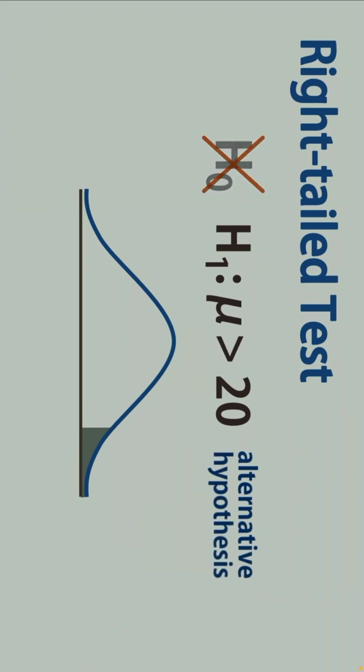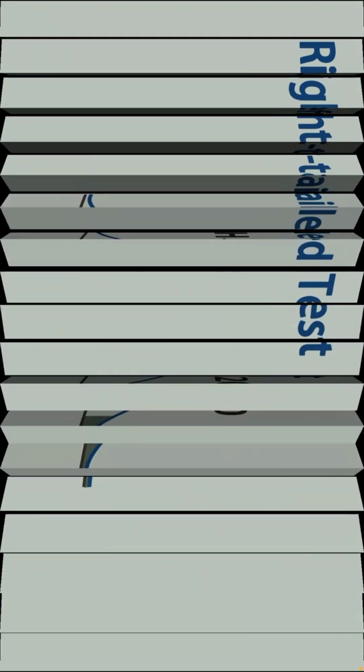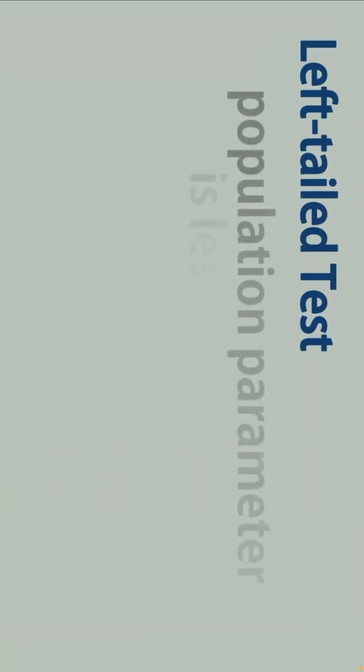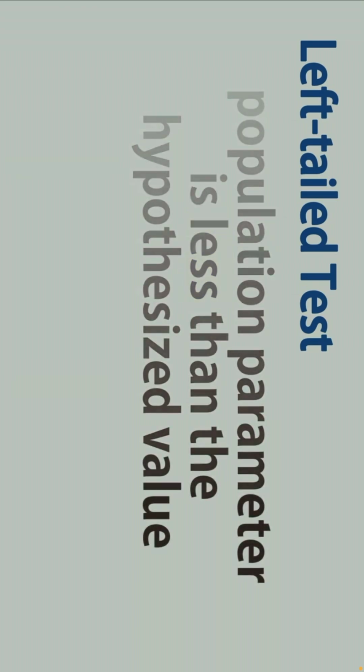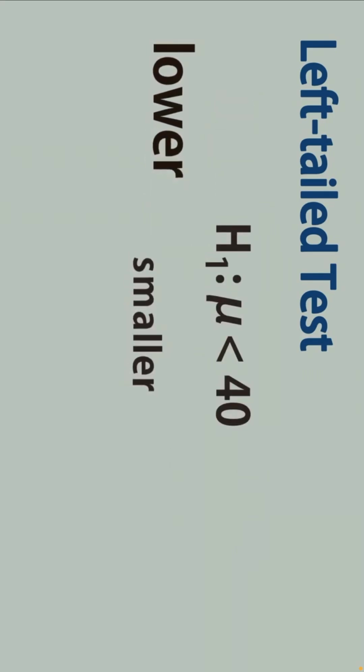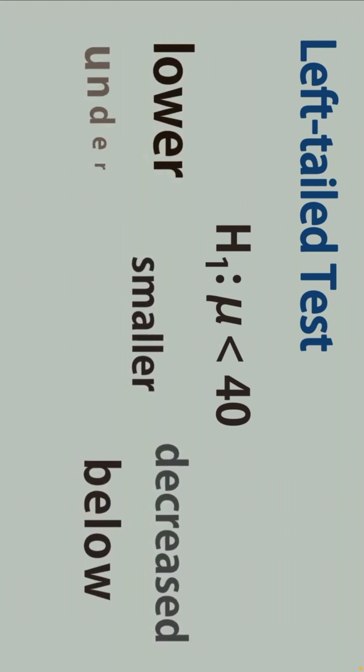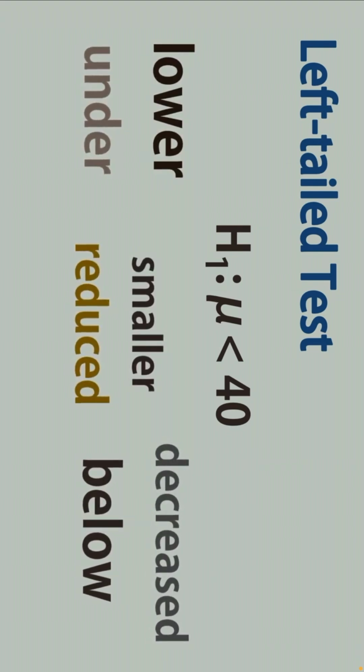In contrast to a right-tail test, a left-tail test or a lower-tail test is used when the alternative hypothesis specifies that the population parameter is less than the hypothesized value. For example, testing if the mean of a population is less than 40. Other keywords for left-tail tests include lower, smaller, decreased, below, under, reduced, and so on.